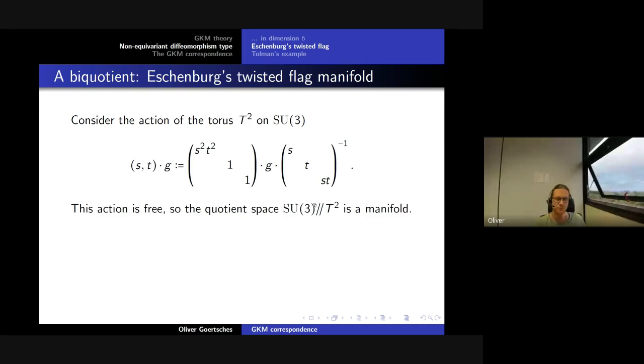This is usually denoted by this double slash in order to distinguish it from the ordinary flag manifold SU3 mod T2. This is one of the most interesting examples of a biquotient. It was introduced by Eschenburg in his habilitation thesis. Biquotients are mostly considered in Riemannian geometry because Eschenburg in his habilitation thesis looked at biquotients and asked which of them admit a metric of positive sectional curvature.